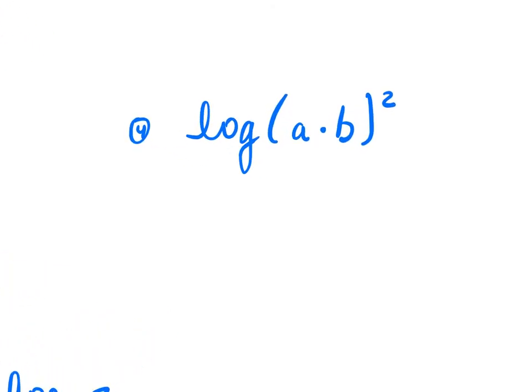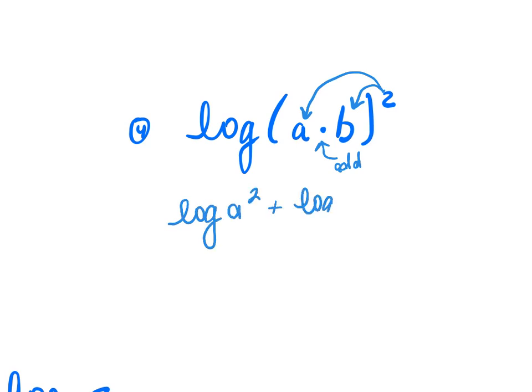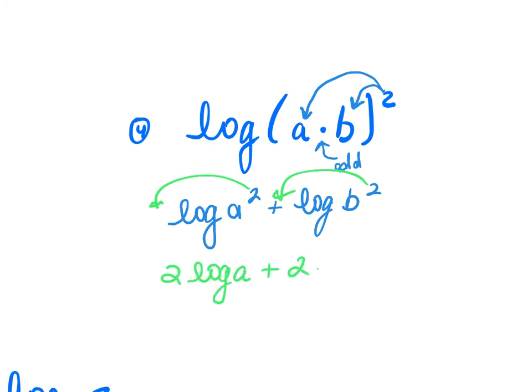Same thing here. This 2 is on the outside, so this 2 goes to both the A and to the B. I see this multiplication, so I think addition. So I'm going to rewrite this as log A squared plus log B squared. Then my last step would be to bring my exponents to be coefficients. So 2 log A plus 2 log B.